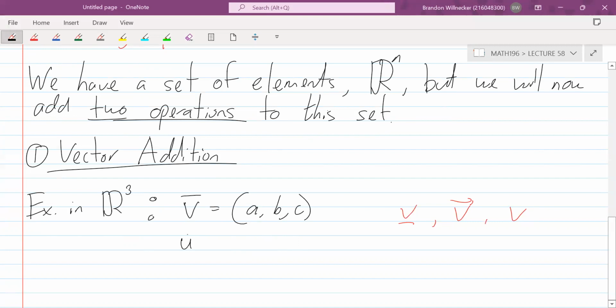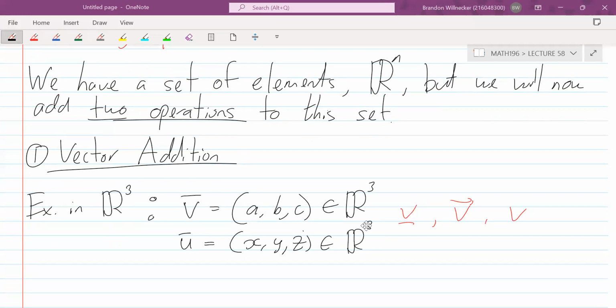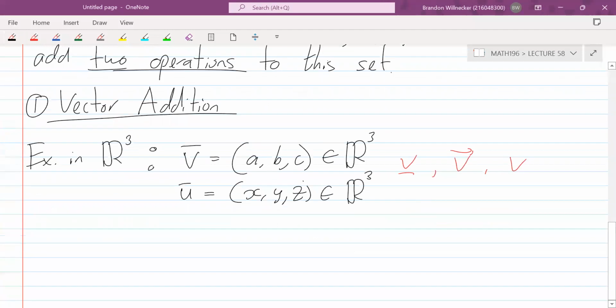And if we have an element U, let's say it's (X, Y, Z), both of these are from R3, from the set of 3-tuples. So what we want to do now is define addition between these two. We got one, we got another. How do we add them together?